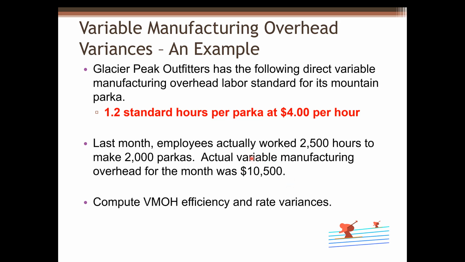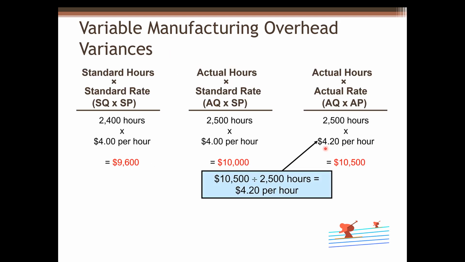We use total variable MO cost, 10,500, divided by total actual hours, 2,500. And we can get actual rate for variable MO. This is $4.20 per hour. If we use actual hours times actual rate, 2,500 hours times $4.20 per hour, we can also get the total variable MO cost, $10,500.